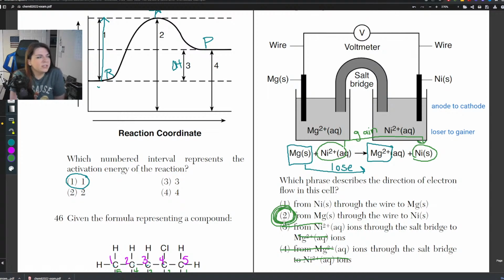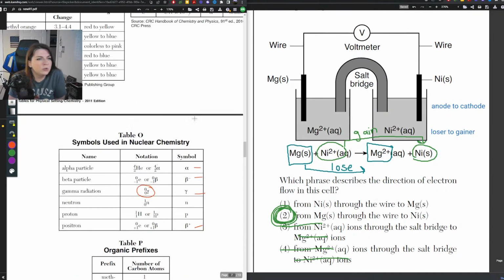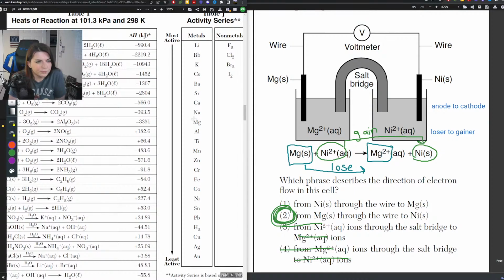Now, the other way to figure this out is with table J, which if you don't love redox, you'll probably like this better. Looking at table J, we have to find the two metals in question, which are magnesium and nickel. Whichever one is on top is the loser, the anode, and whichever one is on the bottom is the gainer, the cathode. Okay, so on table J, anodes at the top, cathodes at the bottom, losers at the top, gainers at the bottom. The flow is from anode to cathode.